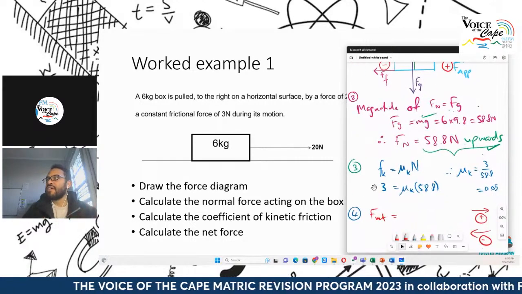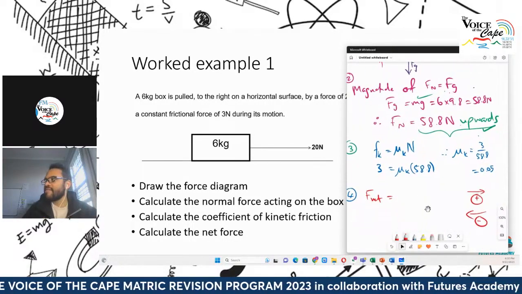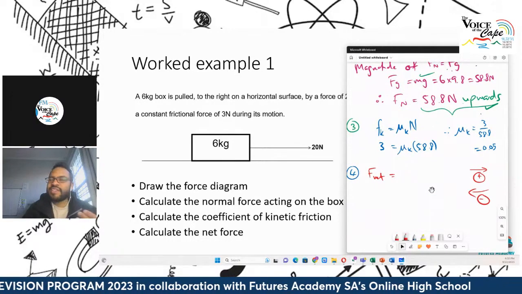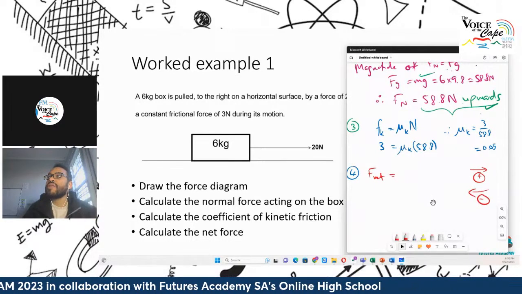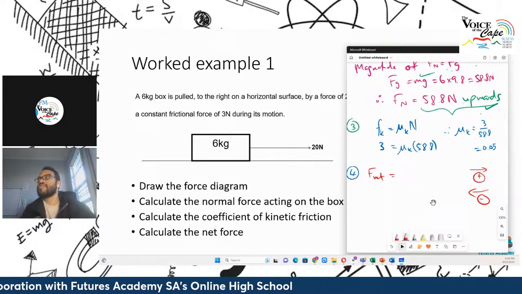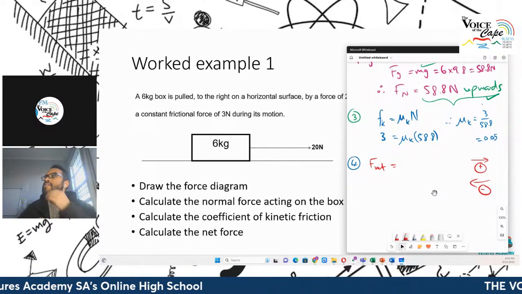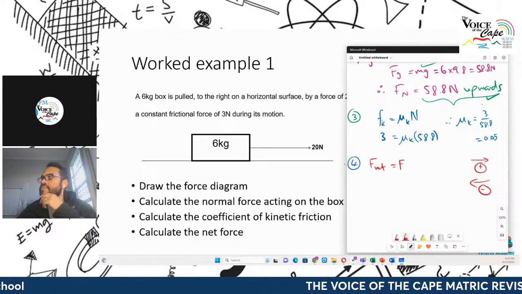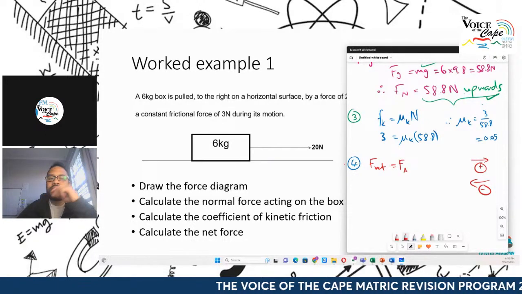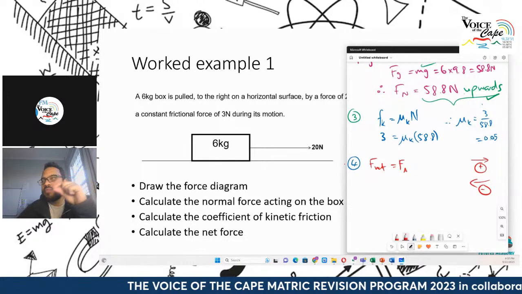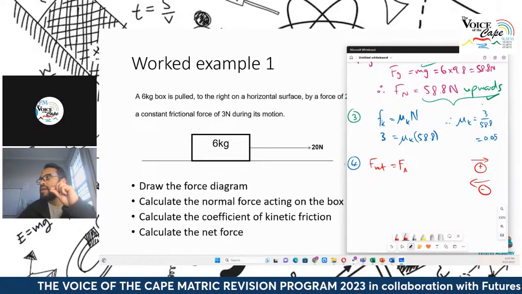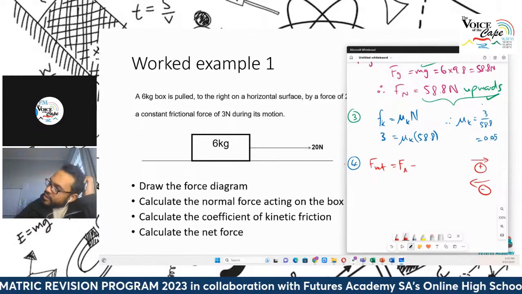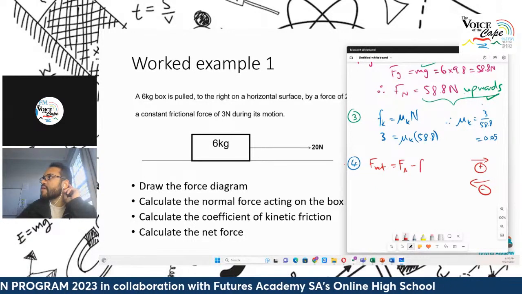I made that choice. You could decide that to the right is negative and to the left is positive. If the question doesn't stipulate, it is generally easier for you just to go with the direction of motion as positive. Okay, so F net over here will equal that applied force, plus F little k, or immediately you could say minus F little k, right?